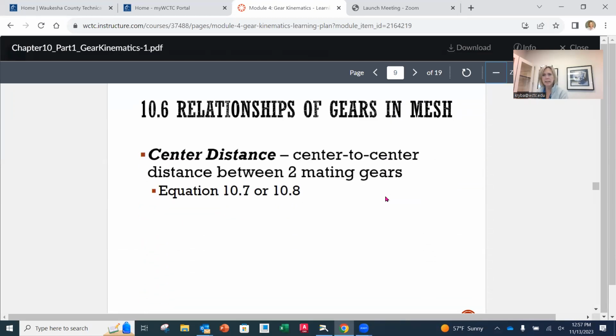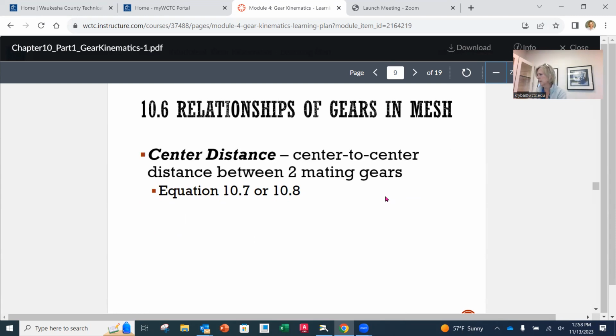Let's look at the relationship of gears in mesh. So we're going to skip ahead to page 268, where we talk about center distance. Okay, this is going to be the next equation that we're going to add to our little equation sheet here, if you're making one up with me. So I have mine started. So center distance is simply going to be that center to center distance between two mating gears.